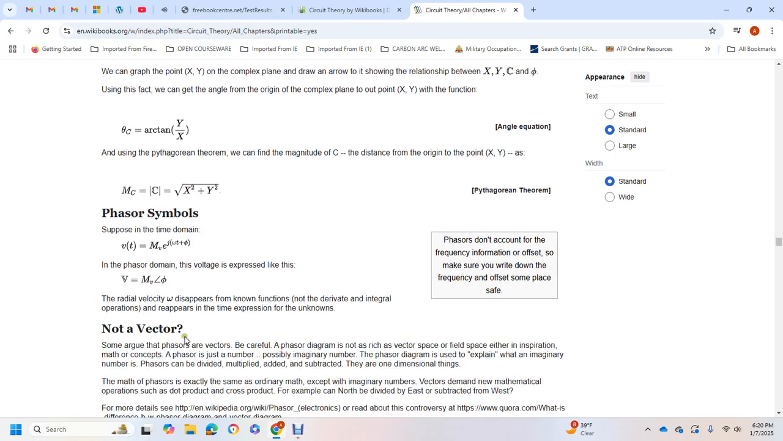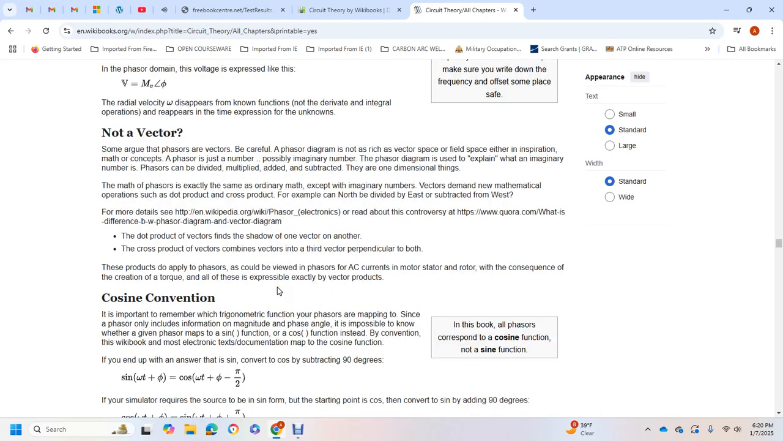Phasor symbols. Suppose the time domain voltage is equal to the magnitude of the voltage times e to the j omega t times the phase angle. The phase domain of the voltage is expressed as the voltage equal to the magnitude of the voltage at the phase angle. Radio velocity disappears, and with the derivative and the integral operator reappearing with the time expression. No, not a vector.